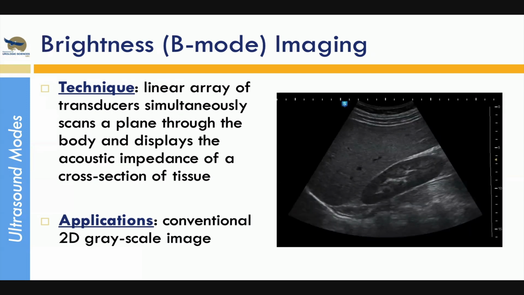As I alluded to, typical grayscale imaging is also called B-mode imaging, which stands for brightness imaging, and is what you think of when you think of ultrasound. A linear array of transducers simultaneously scans planes through the body and displays the acoustic impedance of this cross-section of tissue, giving us our typical ultrasound views.